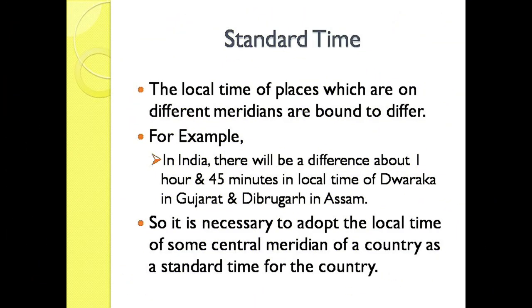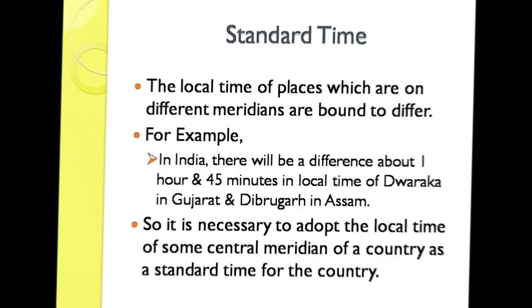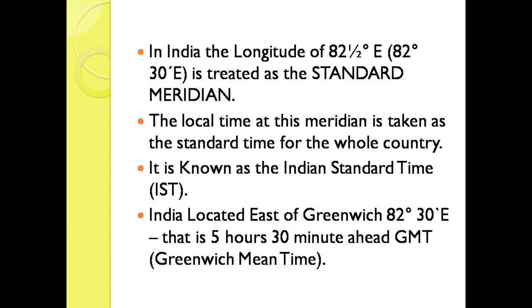So it is necessary to adopt the local time of some central meridian of a country as the standard time for the country. In India, the longitude of 82.5 degrees east, 82 degrees 30 minutes east, is treated as the standard meridian. The local time at this meridian is taken as the standard time for the whole country. It is known as the Indian Standard Time, IST. India is located east of Greenwich at 82 degrees 30 minutes east, that is 5 hours 30 minutes ahead of GMT.